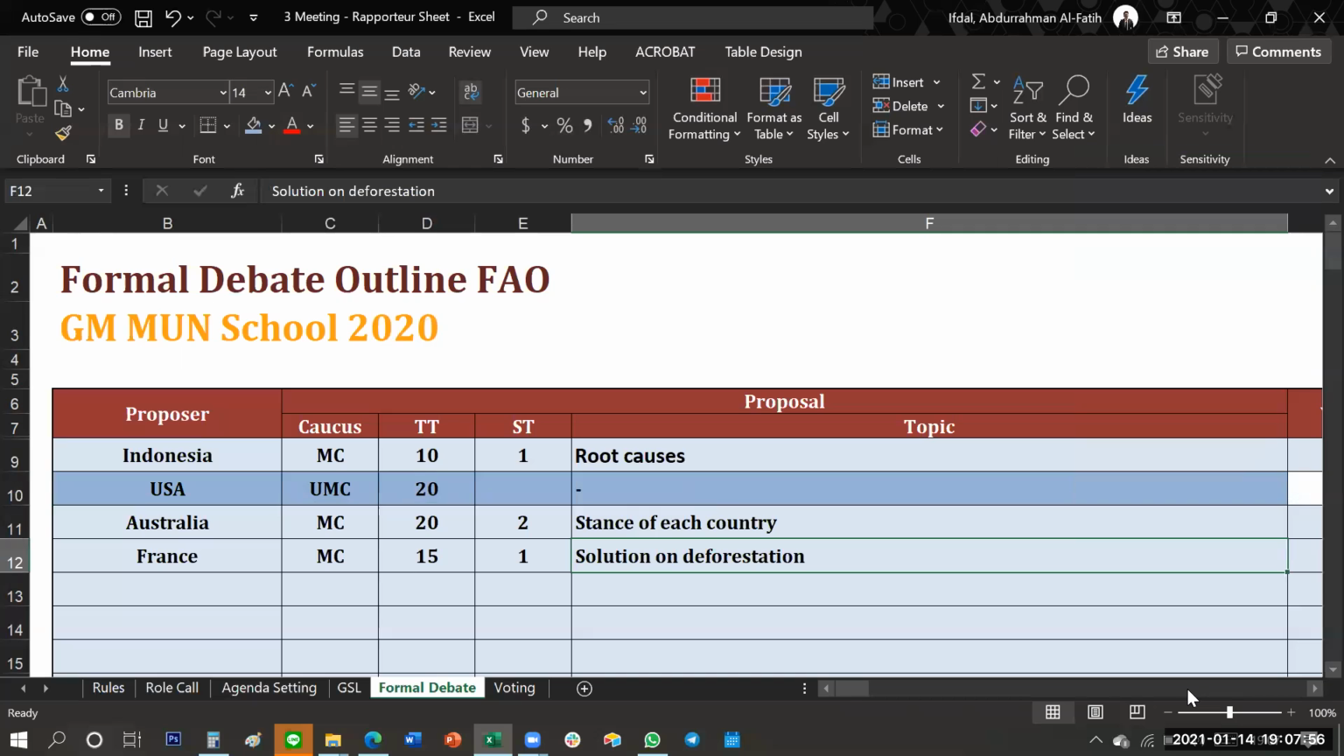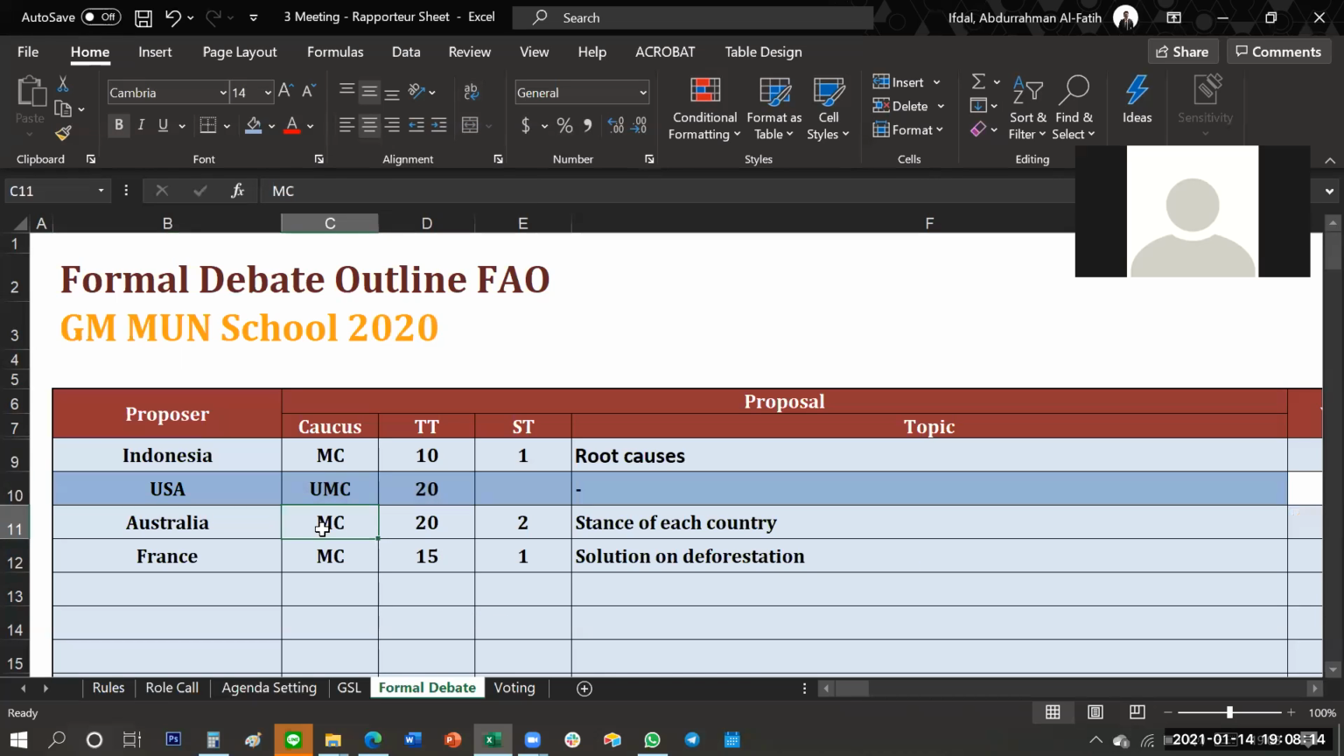Okay, I see a lot of names here. Okay, I will choose random. Cindy, can you please be USA and then say the template for this one? Okay. The delegates of USA would like to propose an unmoderated caucus for 20 minutes total time with 1 minute speaking time each, talking about administrators, talking root causes. Okay, thank you, Cindy.